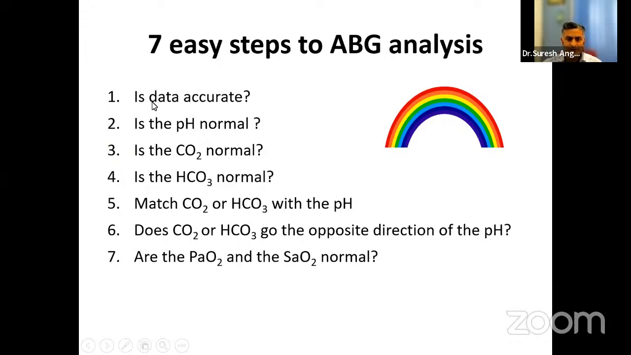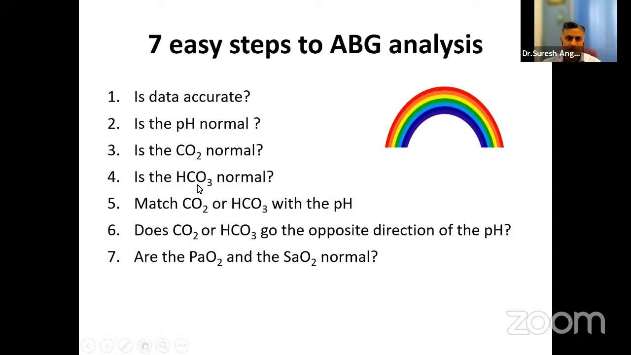So the first step is: is the data accurate? The next step is normal or abnormal. The third step is we have to see whether CO2 is abnormal or normal. The next is we have to look at bicarbonate, whether it is normal or abnormal.